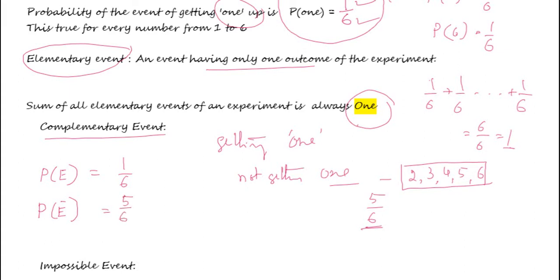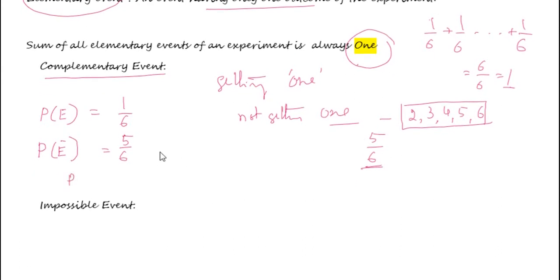And always we have P(E dash) equal to 1 minus P(E). Here P(E) is 1 by 6. So 1 minus 1 by 6 is 5 by 6. The event E dash, representing always not E, is called the complement of E.